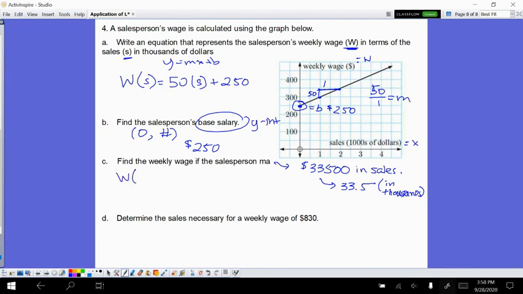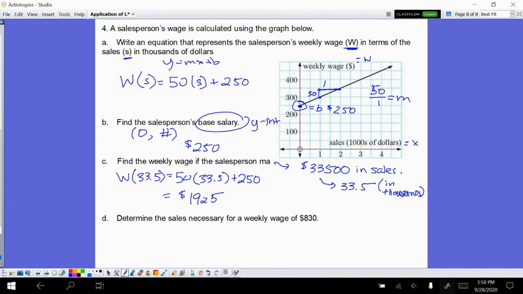We're looking for the wage if we've sold $33,500 in merchandise. So we're going to plug that in for S. Those are our sales. And again, we're going to go to our calculator, Desmos, and we're going to plug that in, and it would tell us that we would earn $925 a week if we could sell that much merchandise.